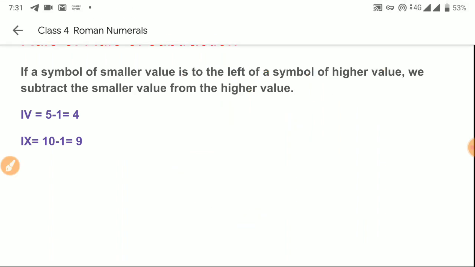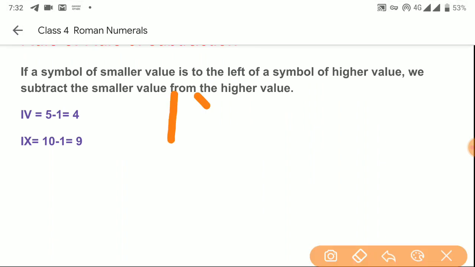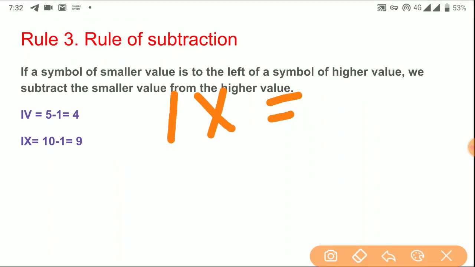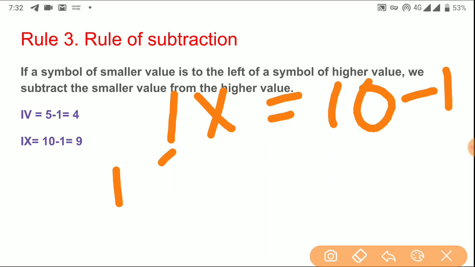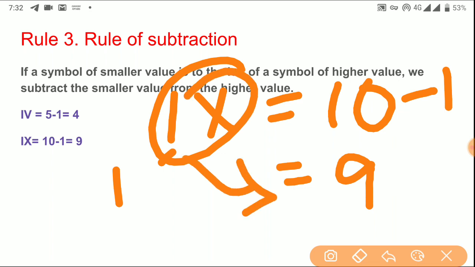Let's see one more example. I and X. You can see X value is what? 10, and the value of I is what? 1. According to rule 3, if the smaller value is left of the higher value, we simply subtract the value of the smaller from the higher value for finding that symbol's actual value. Hope the rule of subtraction is clear to everybody.